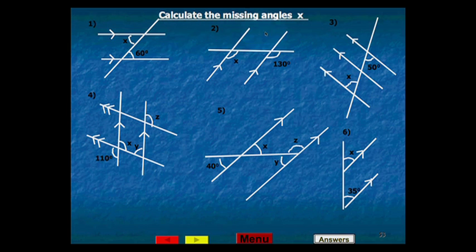Okay, so I'll calculate the missing angles X. We've got 60 degrees, and it's inside the parallel line, and it's on the opposite side. We've got another angle. So what is that going to equal? It's on the opposite side of the transversal. They're going to be equal because they are alternate angles or Z angles.